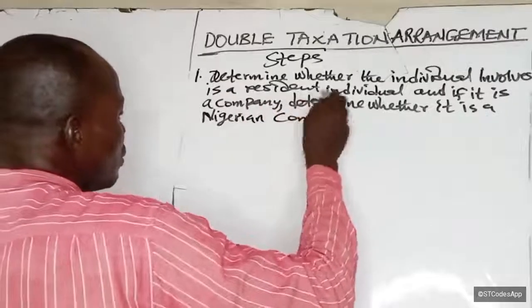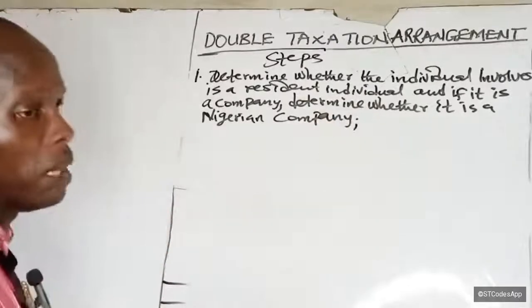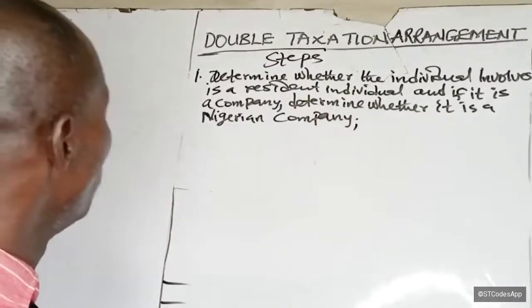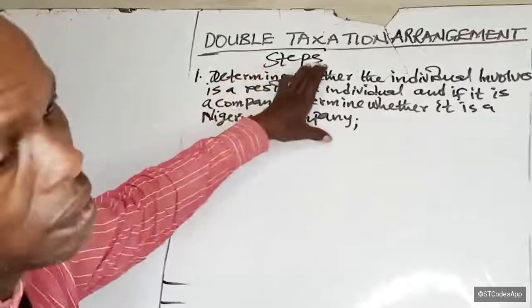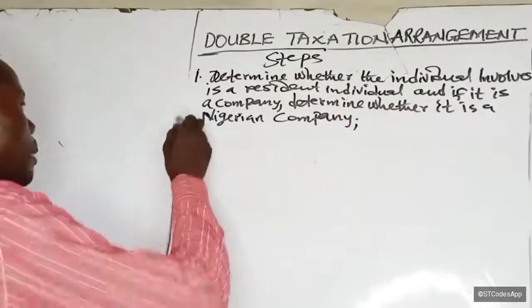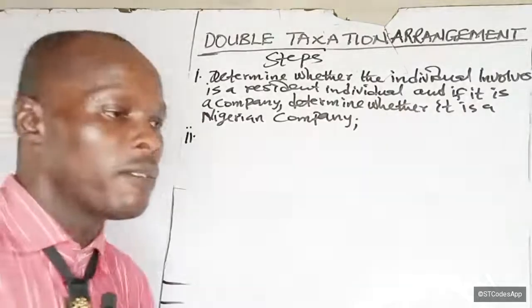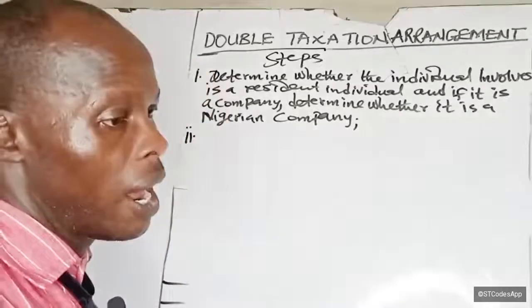I've explained what a resident individual means and what a Nigerian company means. This will enable you to determine the relief available in that case. Step number 2: compute the adjusted profit for the individual, the company, and for the total.